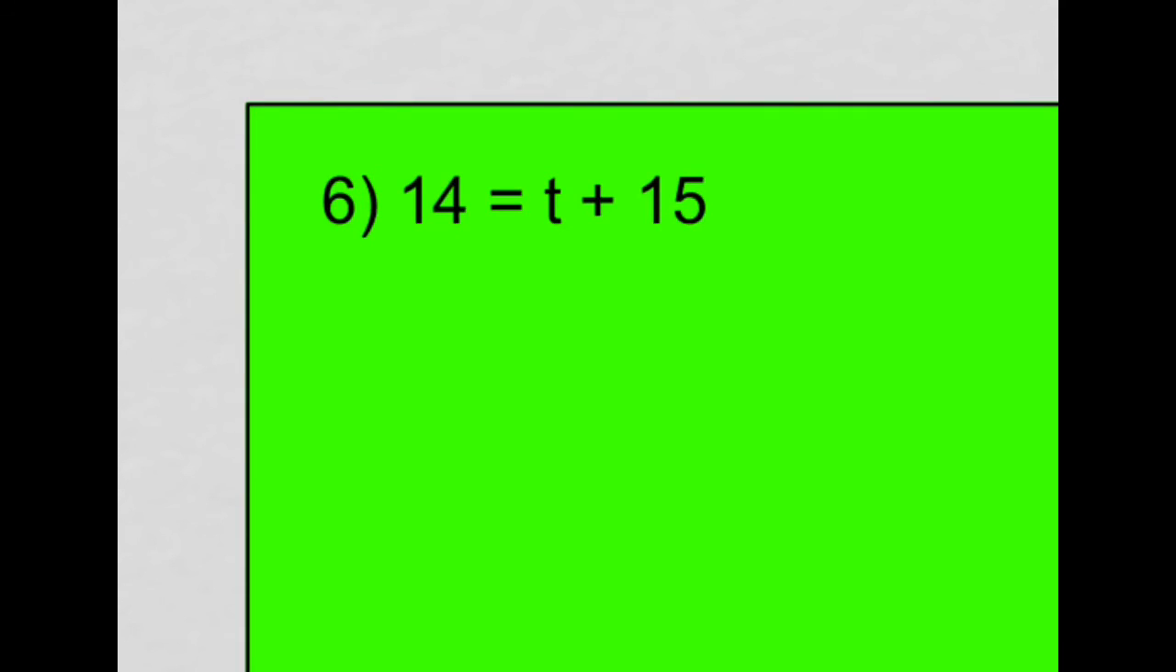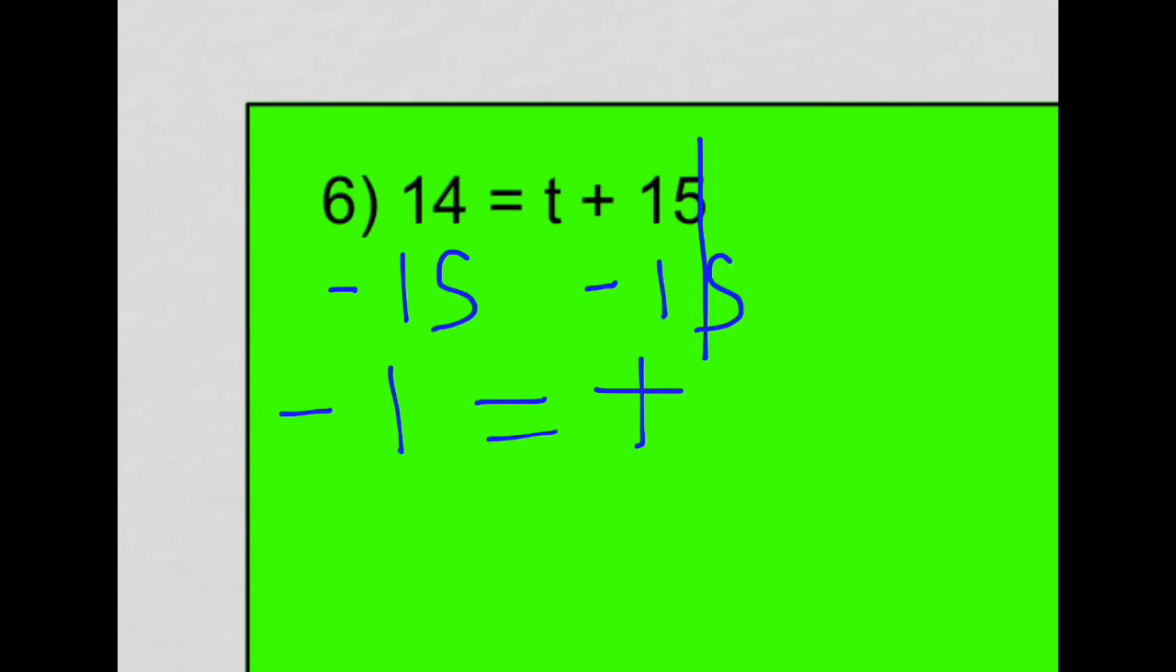14 equals t plus 15. Well, find the variable t. Beside the t is a plus 15. Do the opposite of plus 15, which is minus 15. And do the same thing on the other side. 14 minus 15. When you work that out, you get negative 1 here. And on the other side, the plus 15 minus 15 cancel. And I'm left with t. And I have the value of my variable.